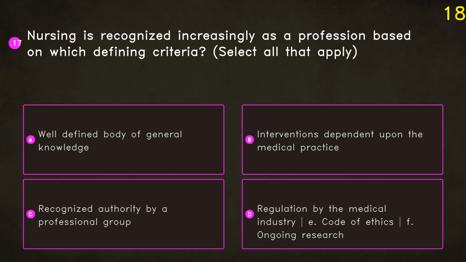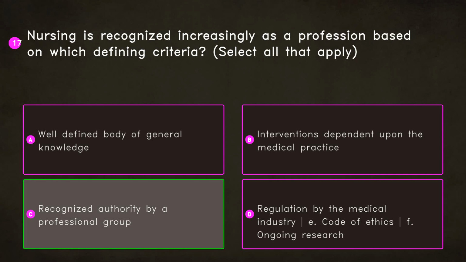Question 17. Nursing is recognized increasingly as a profession based on which defining criteria? Select all that apply. A. Well-defined body of general knowledge. B. Interventions dependent upon the medical practice. C. Recognized authority by a professional group. D. Regulation by the medical industry. E. Code of ethics. F. Ongoing research. The correct answer is recognized authority by a professional group.